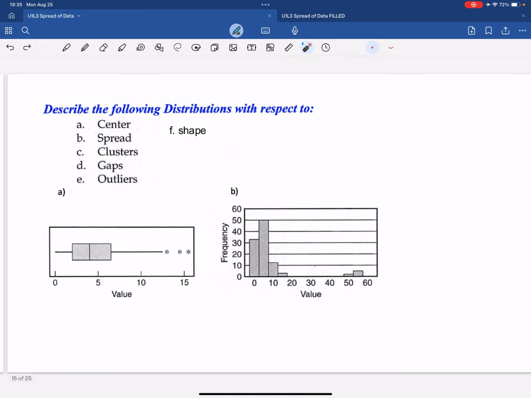Okay, if you're back, let me see. I can't remember if I actually filled this in. Yeah, so let's take a look here.